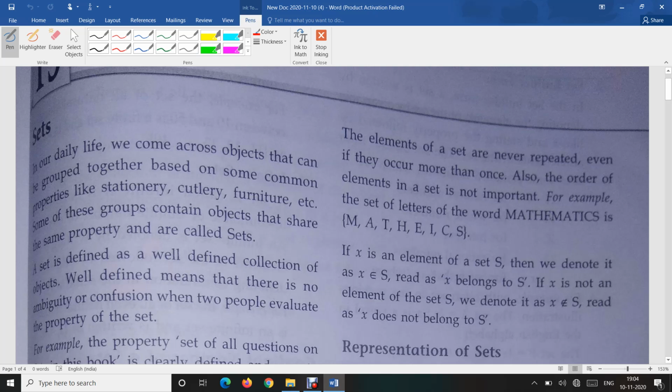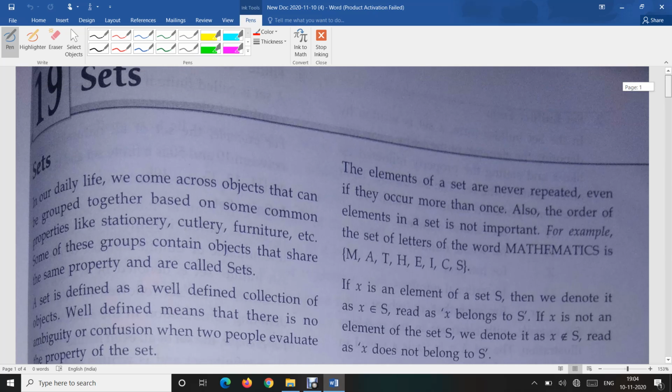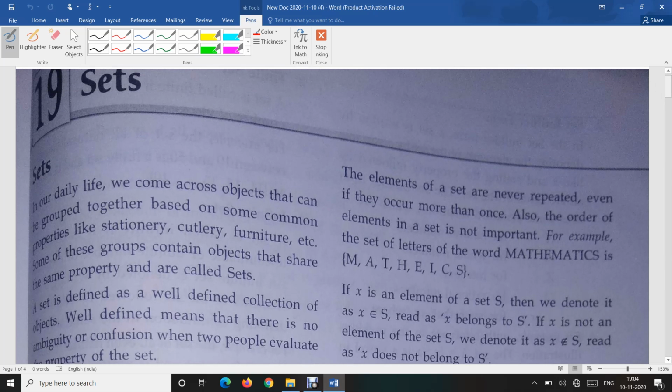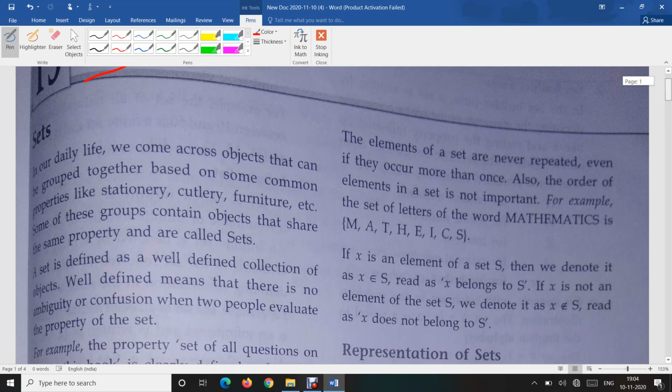This is your mathematics class, and in this class we are going to start a new chapter which is sets. It is chapter number 19 from your book whose name is sets. So basically, first of all, we have to know what sets are.